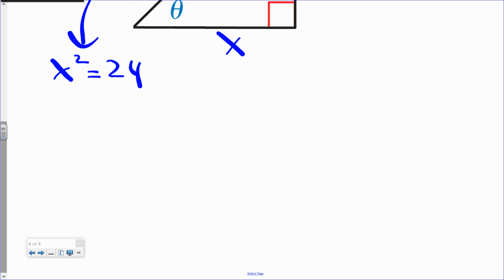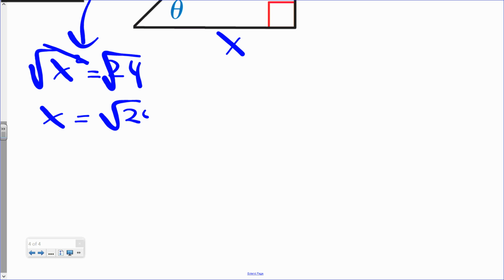Reyes, what do I do at that point? Hold up, give me a second. Reyes, hit it. Square root. Watch this now. That gets rid of the second power, so x is equal to the square root of 24. I don't want approximations right now. I want exact, simplified, which we practiced last week.